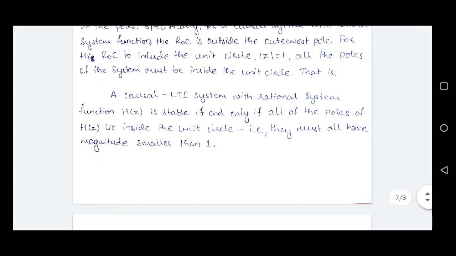Therefore, a causal linear time invariant system with rational system function H of z is stable if and only if all of the poles of the system function H of z lie inside the unit circle. That is, all the pole values must have a magnitude smaller than 1. All of the poles should be within the unit circle itself, so they must all have magnitude smaller than 1.